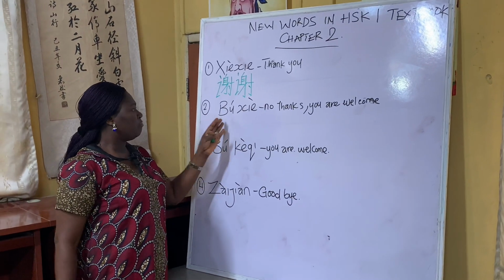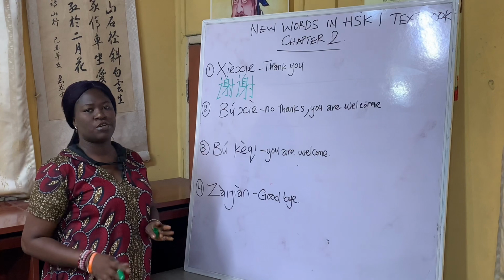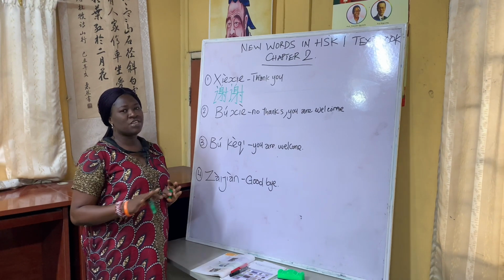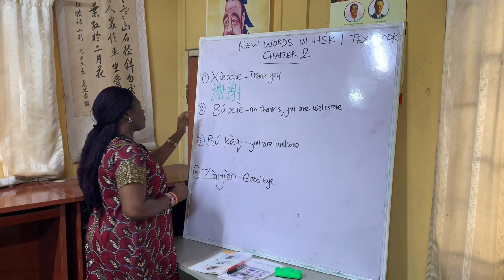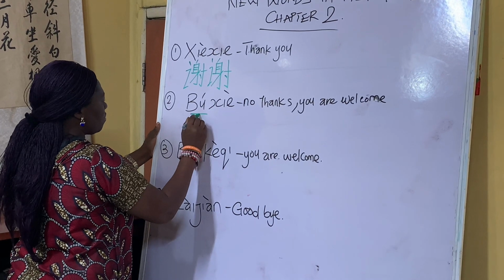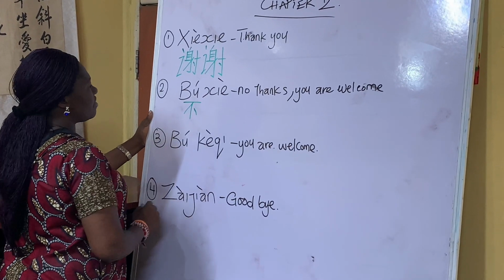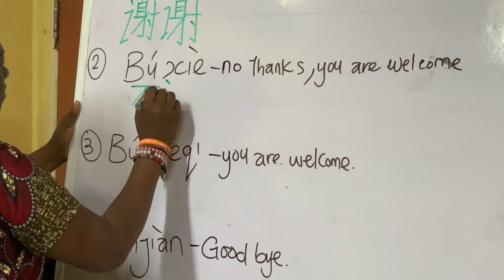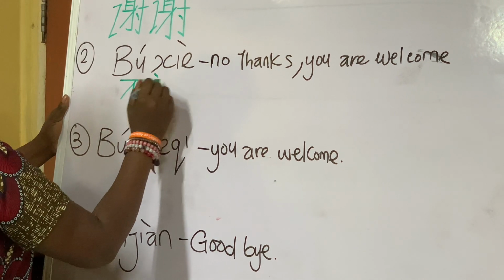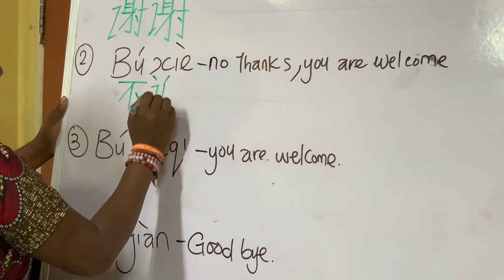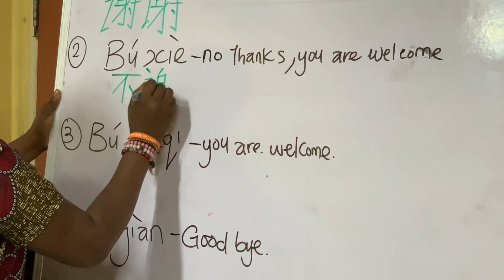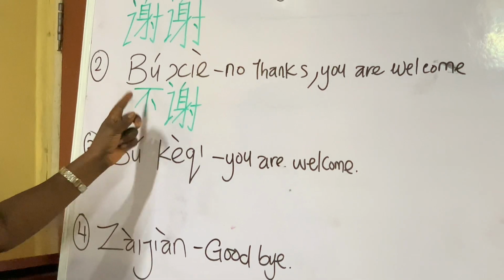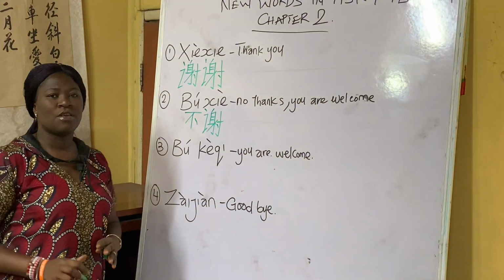Then number two is what? 不谢. Actually, 不 means no or not. So when someone says 谢谢, you can actually say 不谢, which means no need to thank, or you are welcome. So how do you write 不? 不 is hong, pie, shu, dian, right? Then 谢, do the same: speech radical, then the rest of the strokes. This one is 不谢, 不谢.